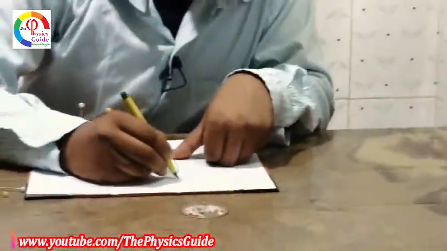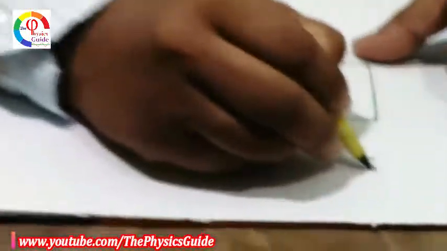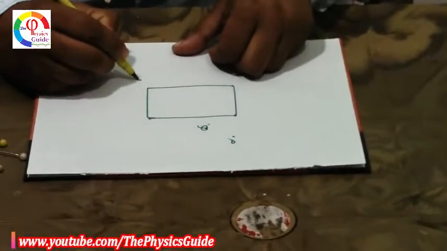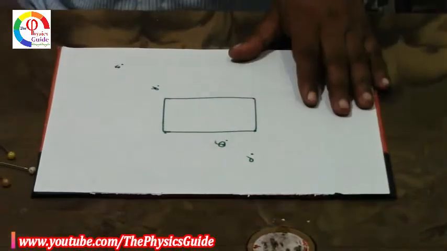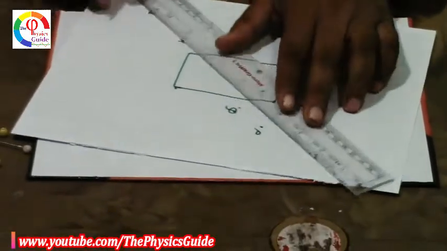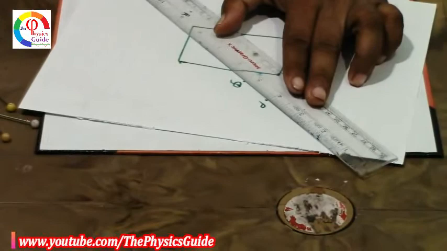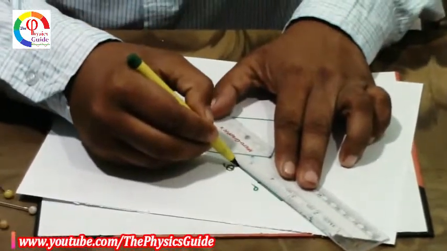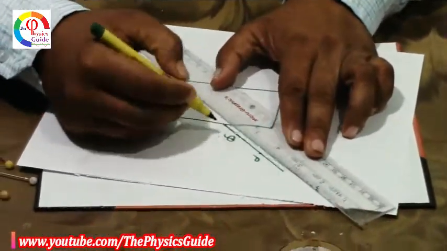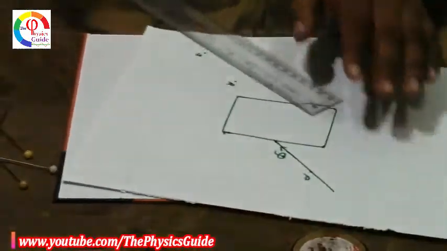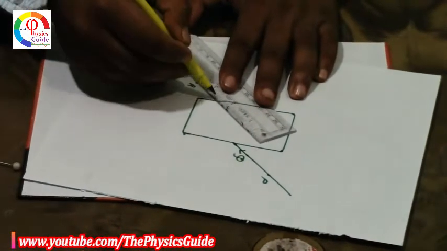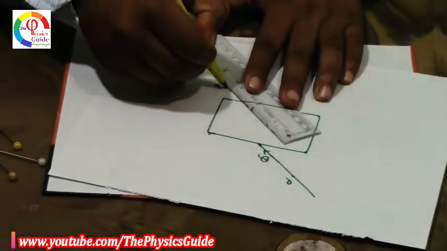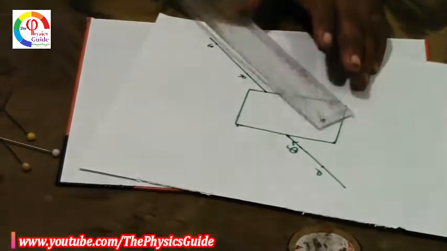Mark the pin points as P, and the other points as Q, R and S. Now join P and Q and extend up to the edge of the glass slab boundary, and similarly join S and R and extend up to the edge of the other boundary.